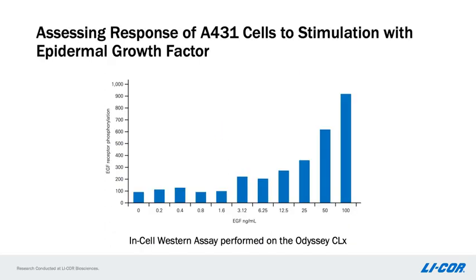In this published example, the in-cell Western assay was used to measure epidermal growth factor, EGF, receptor phosphorylation in A431 cells when stimulated with increasing concentrations of EGF. Phosphorylated EGFR was normalized to total EGFR and detected on the Odyssey CLX. With increasing concentrations of EGF, we see an increase in EGF receptor phosphorylation.